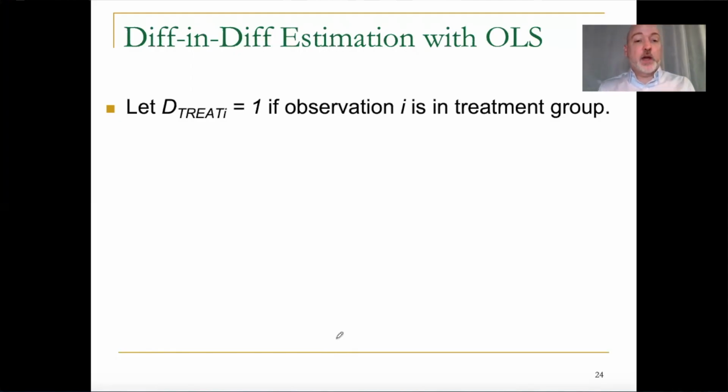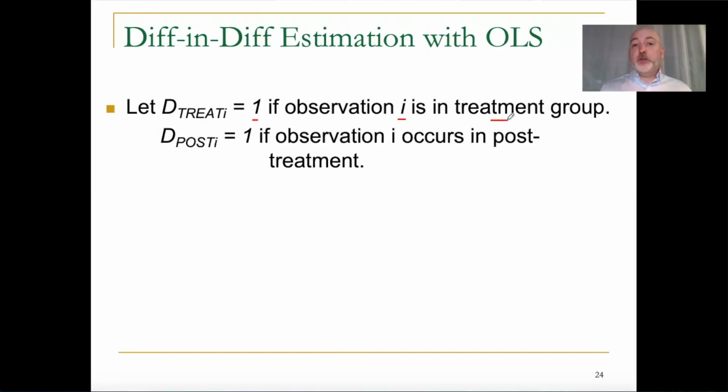A dummy variable to identify which observations are in the treated group versus the control. So that's what we'll call D sub treat i. That'll take on the value 1 if observation i is in the treatment group. So for everybody that took advantage of whatever tutoring services in our little example, they're going to have the value 1. And then the other dummy variable is just a time indicator, taking on the value 1 for each observation in period 2, the post-treatment period.